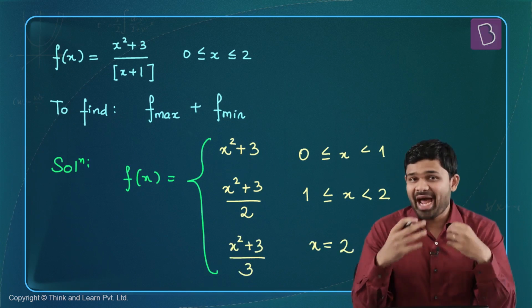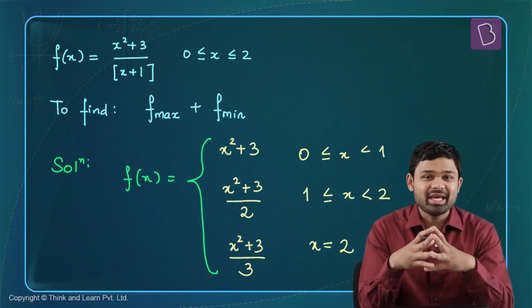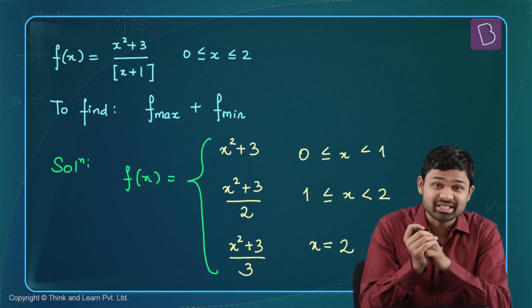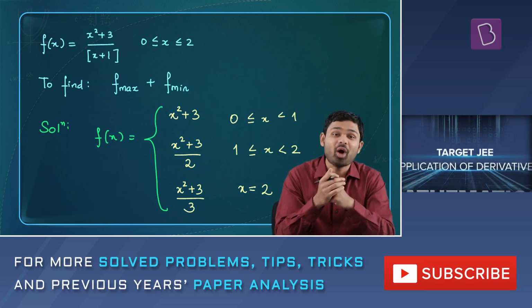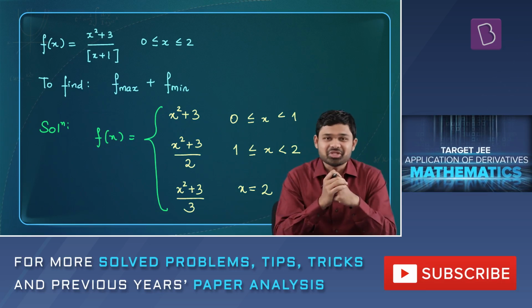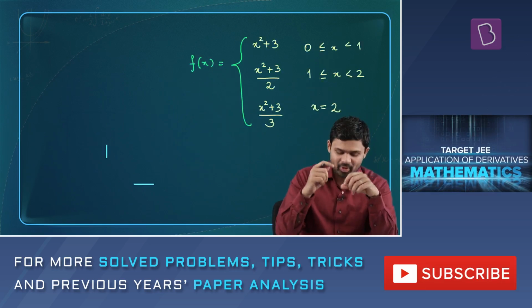Now, you can differentiate these functions in different intervals, find out local maxima if it exists, local minima if it exists, evaluate the value of the functions at the end points and see what happens. That's a very cumbersome way of solving this question, believe me. So I'm not going to use that. Let's try and plot this.